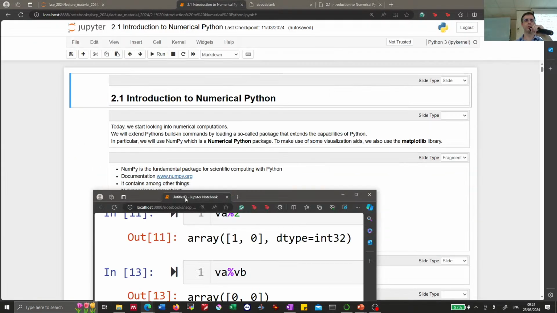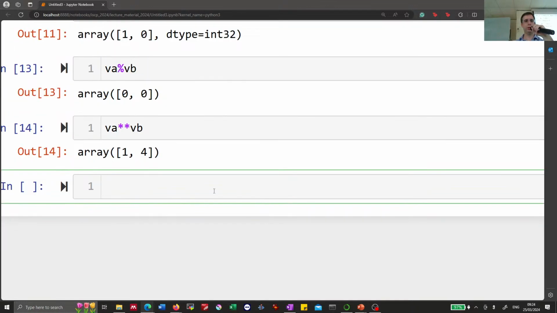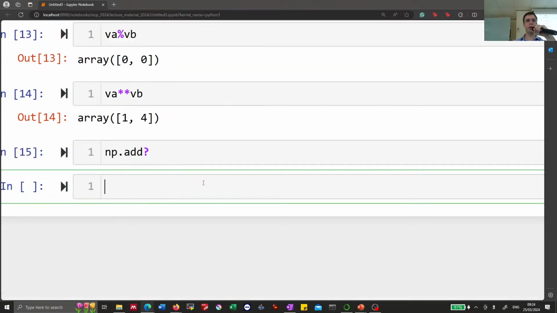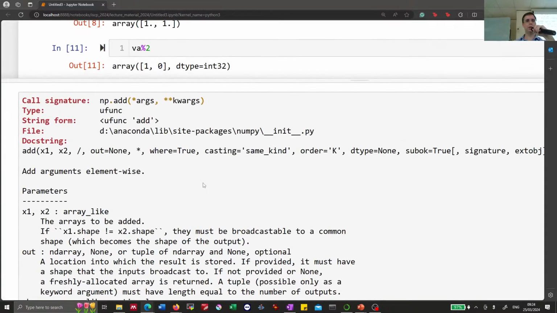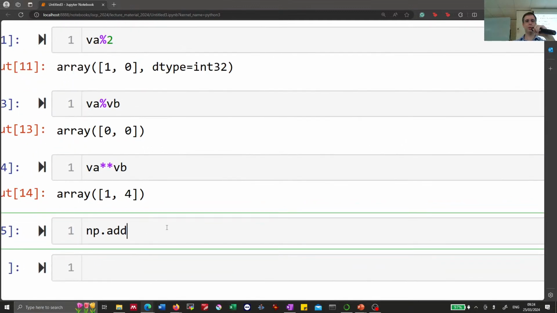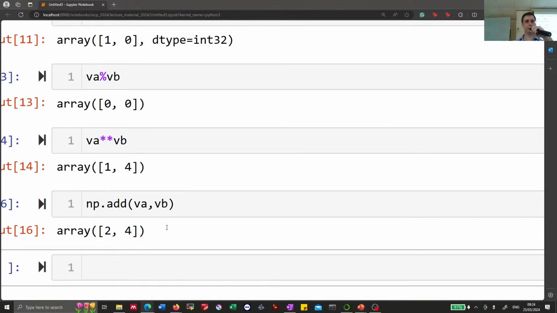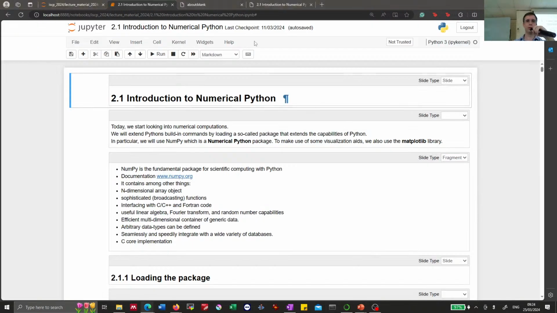So let's see how this goes. Numpy.add. First of all, I like to check what the function is. So I always do the help method or the magic symbol, right? And it tells me here, add arguments element-wise. So far, so good. So this is nothing really new to us. So we expect now to get the same result as our VA plus VB. Yes, it works. Fine. Let's go back to the slides.